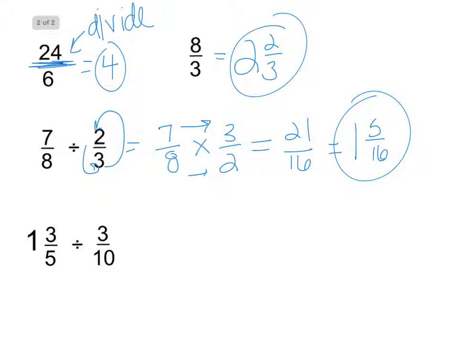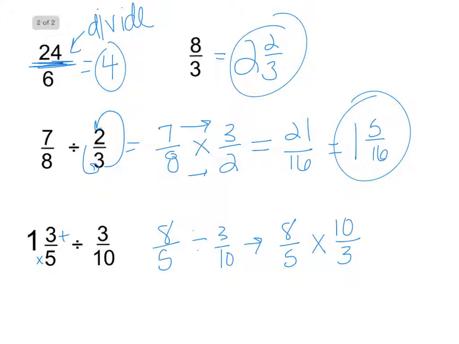If we need to divide a mixed number, just like multiplication, we've got to get rid of that mixed number first. So 1 times 5 is 5, plus 3 is 8. So we have 8/5 divided by 3/10. Now we have a division problem, so we have to change our division to multiplication. Keep the first number, change the sign, flip the fraction.